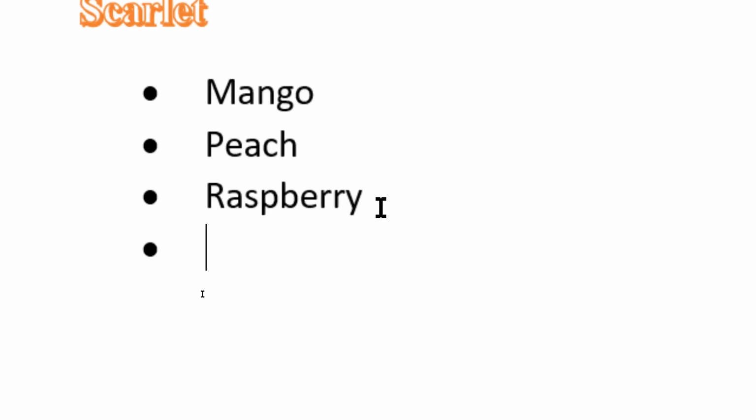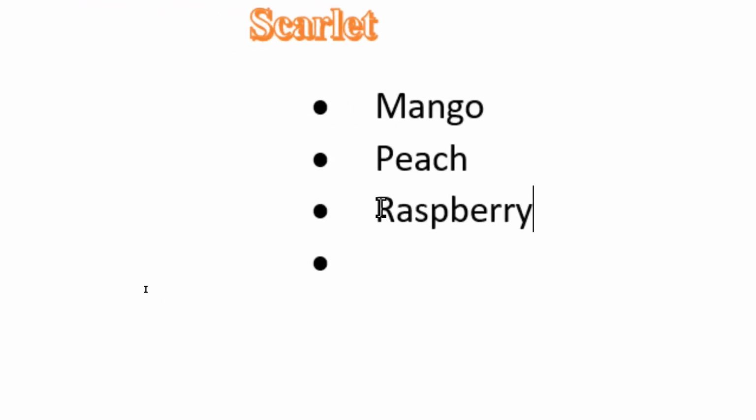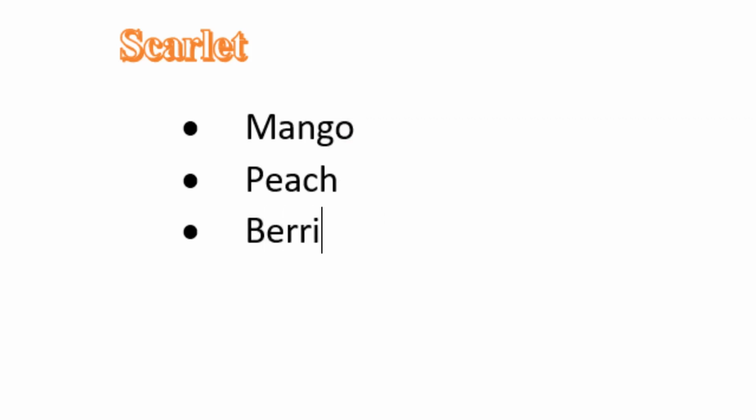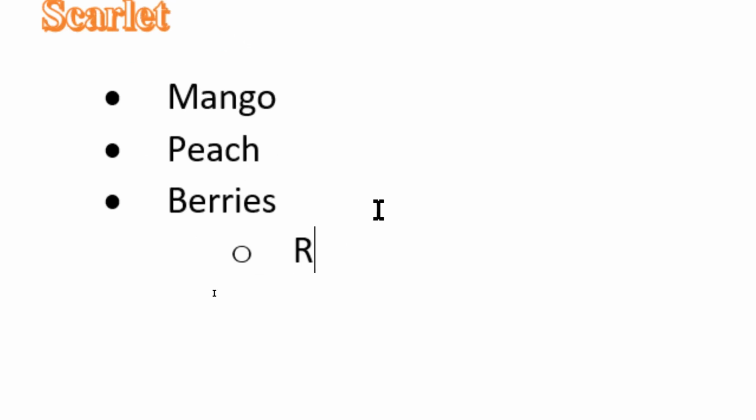In fact, let's change this. And we'll have a sub-list or nested list inside of this. So let's say berries, and then we want to press tab, and this will create another level to our list.